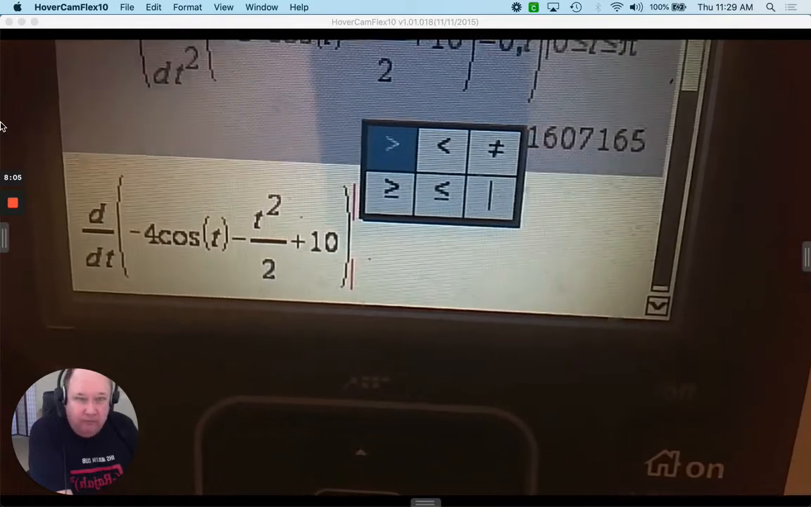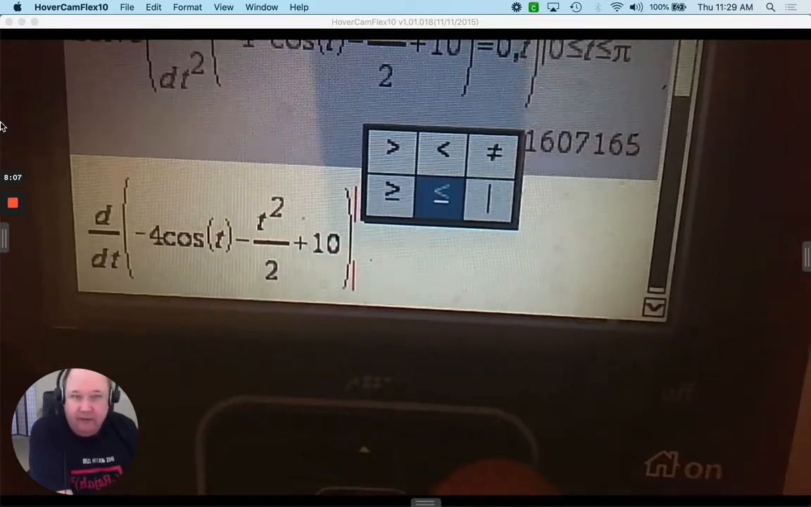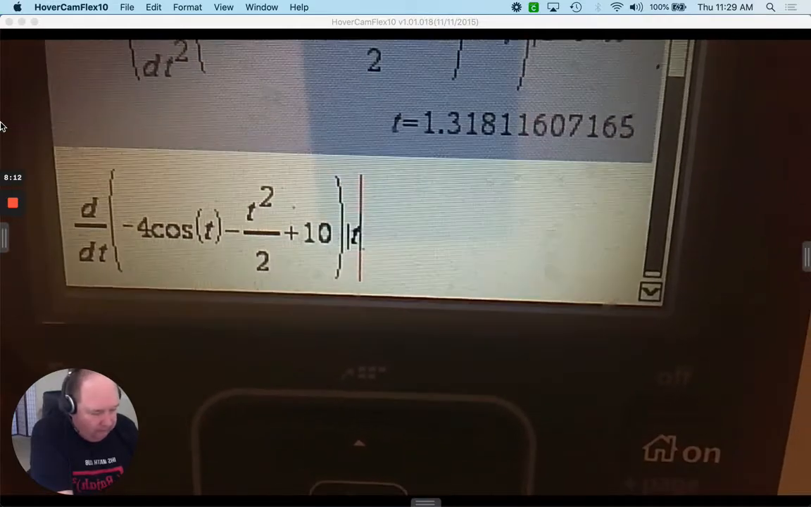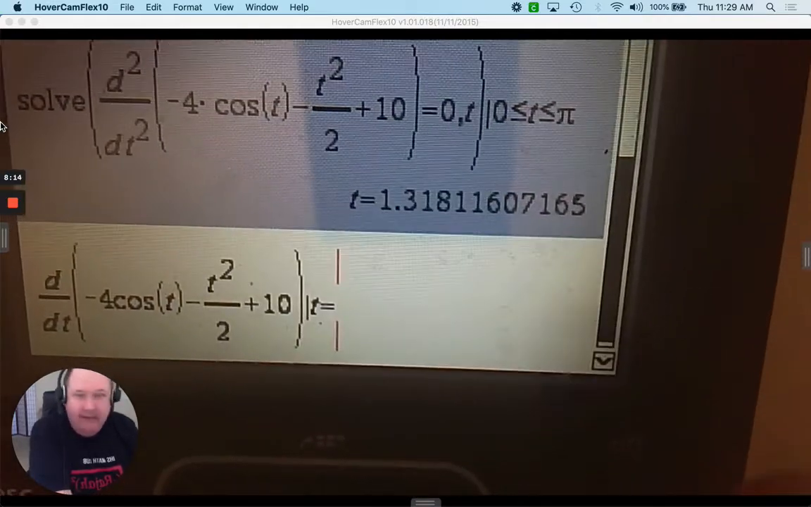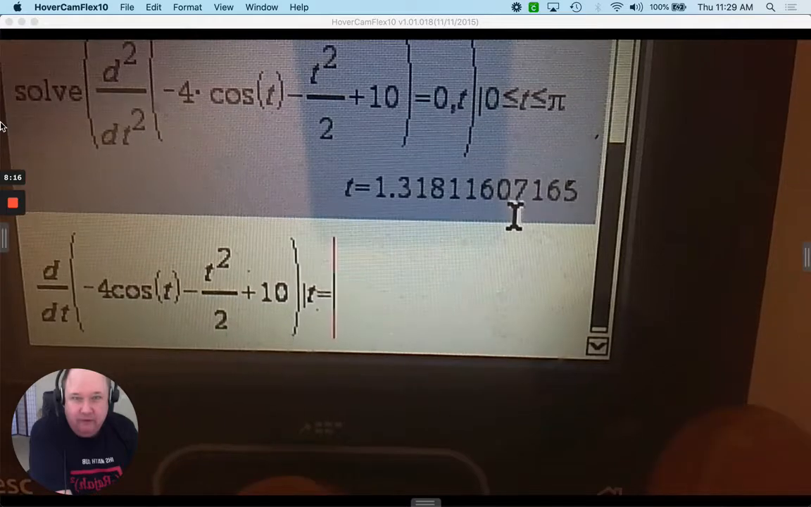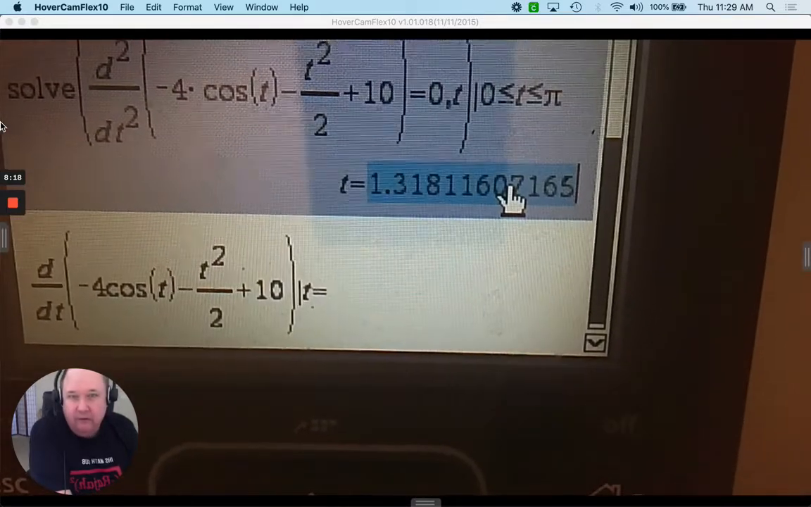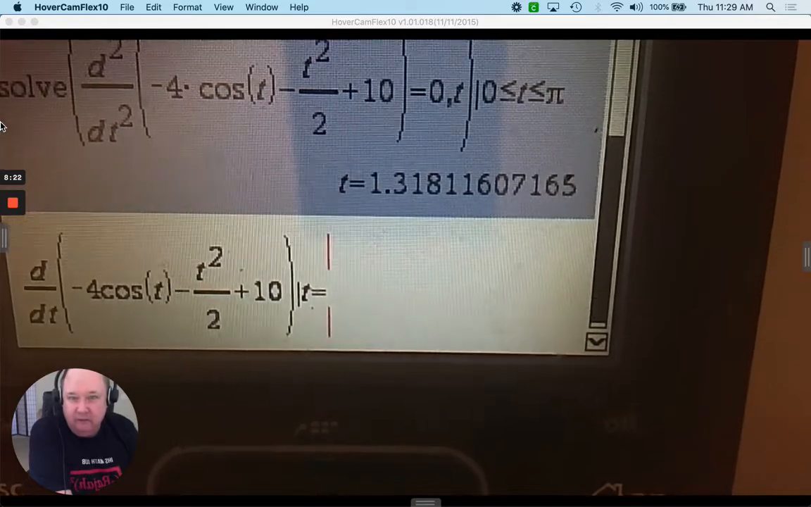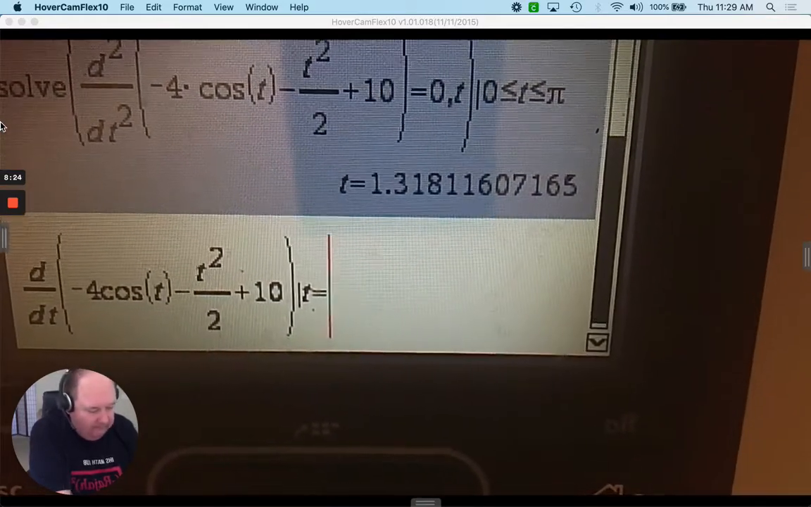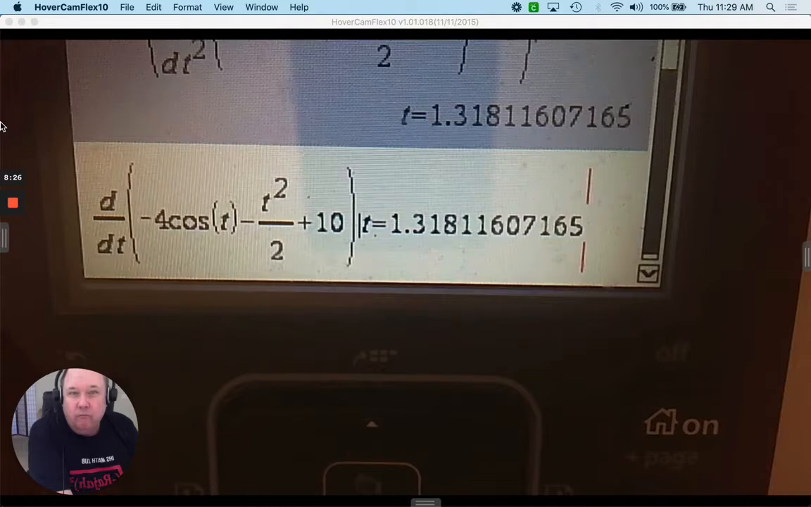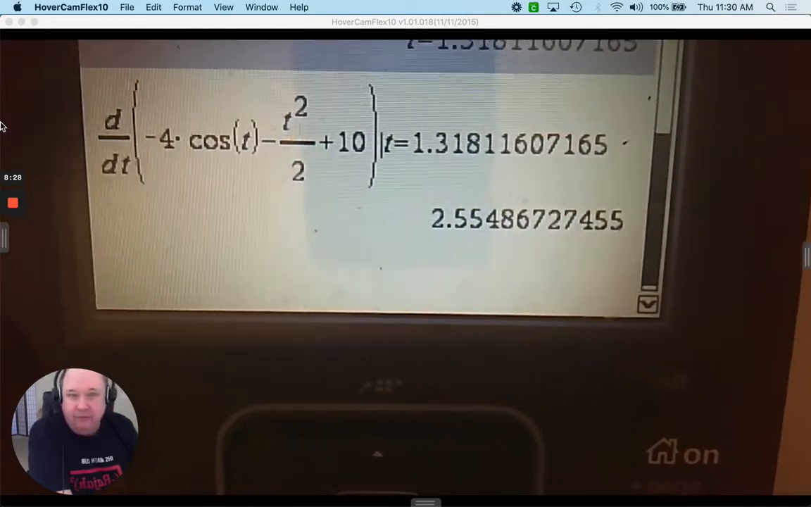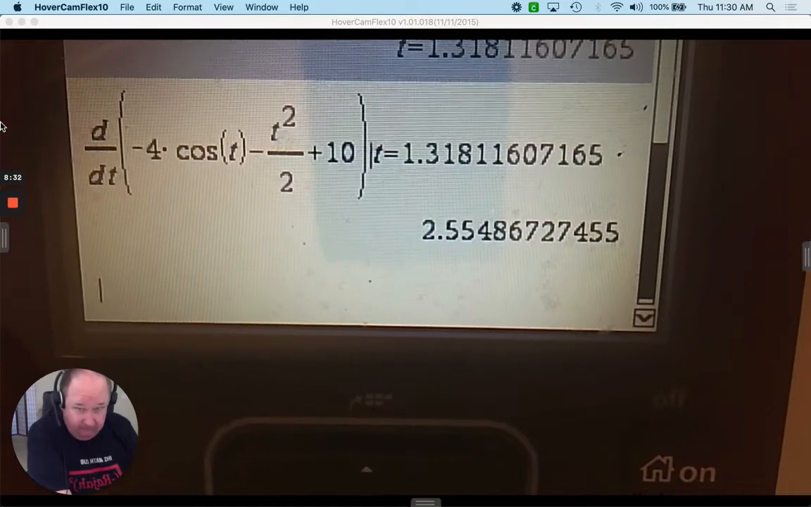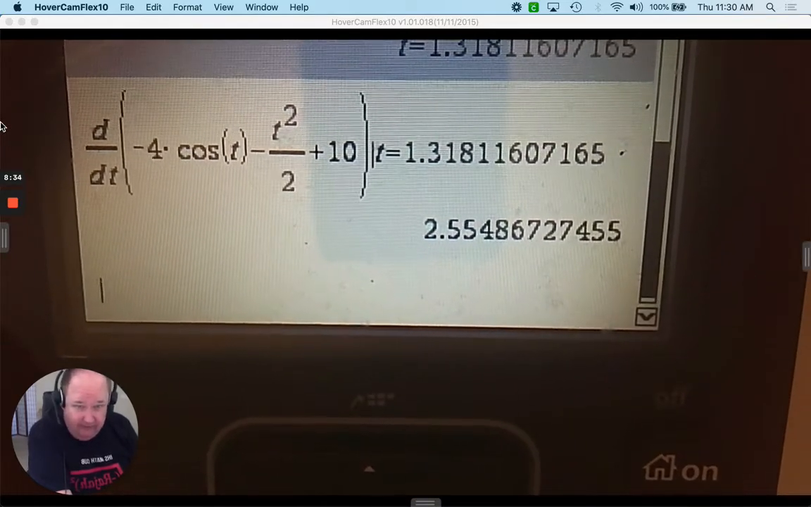And, oops, this is the evaluate button right there. So I want to evaluate it when t equals. And now I'm just going to copy paste. So I'm going to highlight over this and go control C, and then move down and go control V. And then that's going to give me my answer. So the velocity at that time is 2.555.